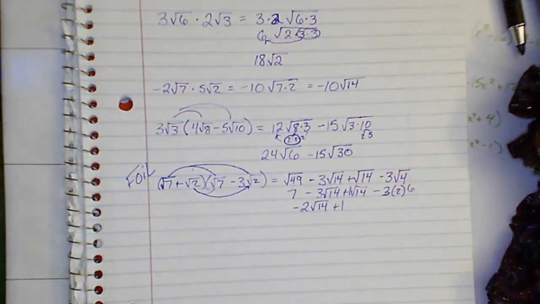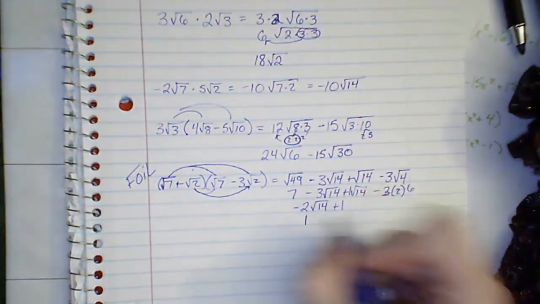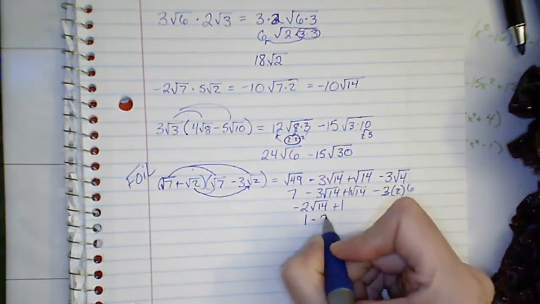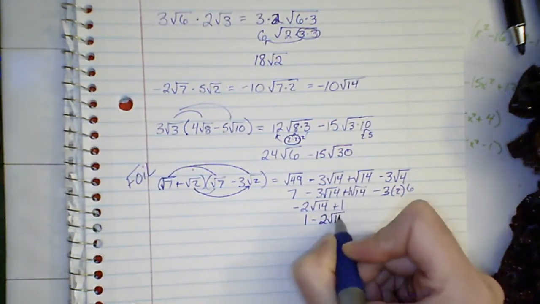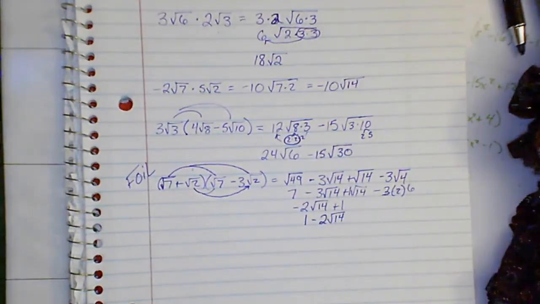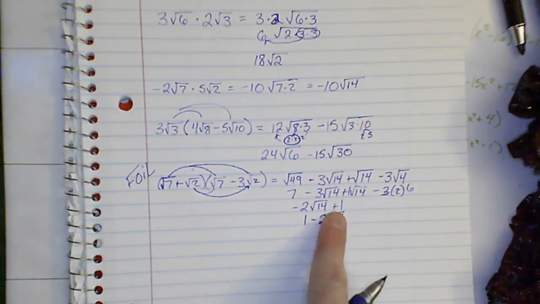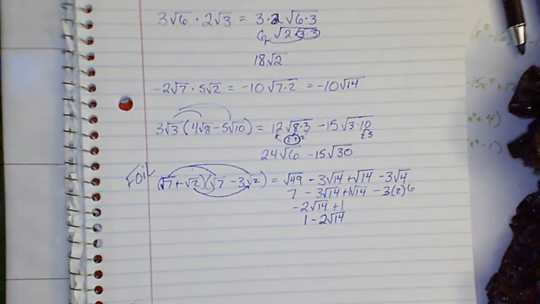You can leave your answer in that form, or you can place 1 first and then put the negative square root 14 last. As long as you keep the sign in front of the value or your number, keep the sign of the number, and then you can switch them around.